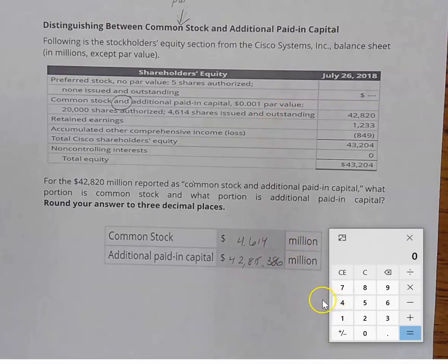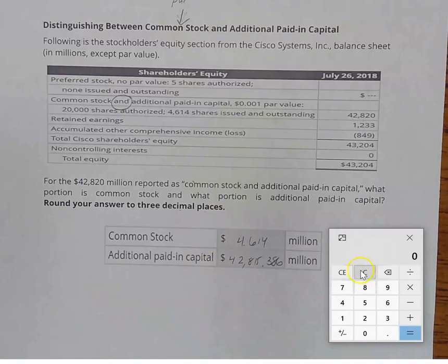We can say, let's see here, we've got 42,820 divided by 4614, and we can calculate our market value as being about $9.28 per share. Of that, we basically have 1% of 1 cent allocated to the par value. That's why our numbers here are so different: 4.6 roughly versus 42,815.4. Most of the time in textbooks the examples will not be so widespread, though this is actually a fairly realistic example.